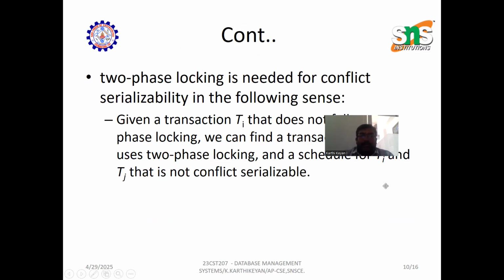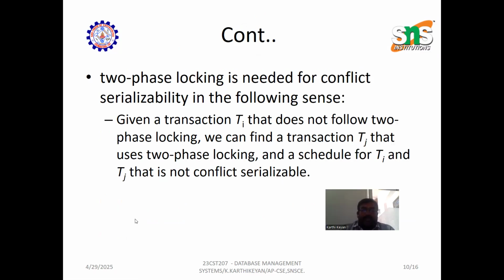So two-phase locking is needed for conflict serializability in the following sense. For example, given a transaction Ti that does not follow two-phase locking, we can find a transaction Tj that uses two-phase locking, and a schedule for Ti and Tj that is not conflict serializable. So this is one of the processes.